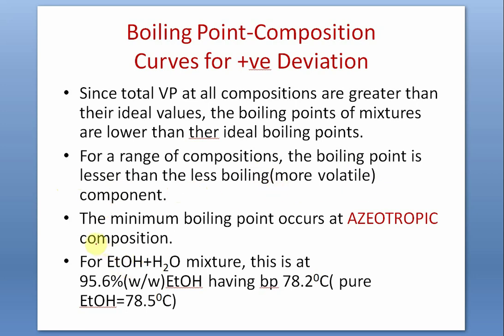Just the opposite. The minimum boiling point occurs at the azeotropic composition, where the vapor pressure was maximum. There the boiling point will be minimum. Such a mixture at that particular composition is called an azeotrope, or a constant boiling mixture, or in this case it is called a positive azeotrope, or a maximum pressure azeotrope. Pressure maximum azeotrope, I'll tell you in my next slide. For example, ethanol water, which is a non-ideal solution of positive type, positive deviation.